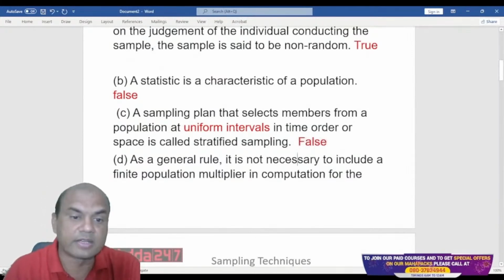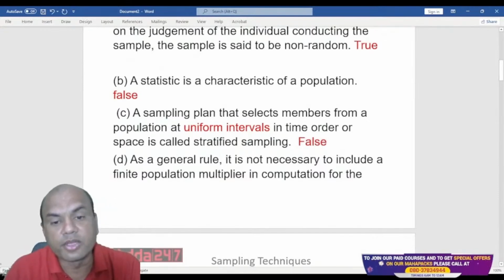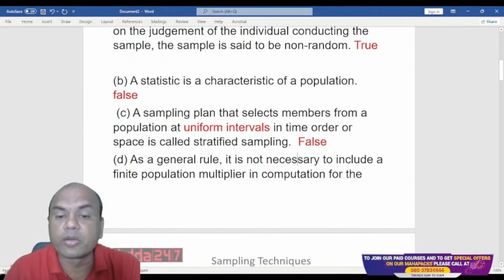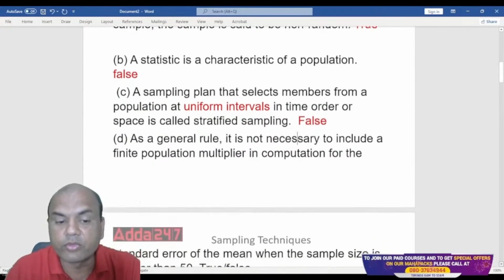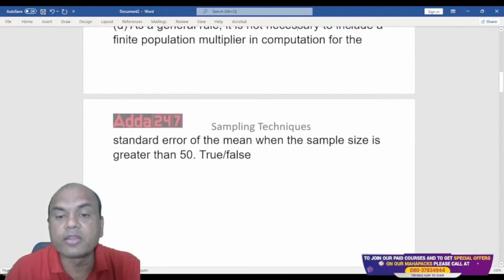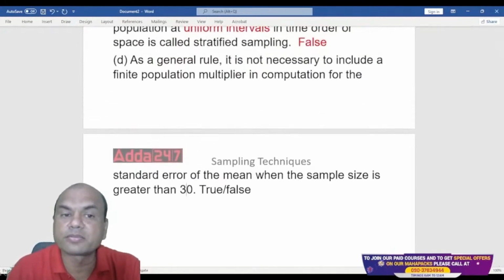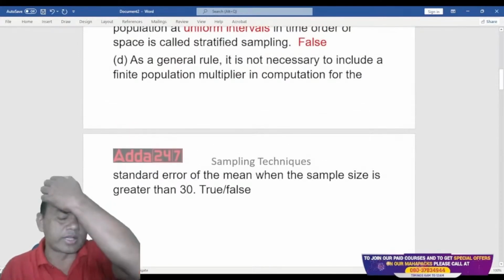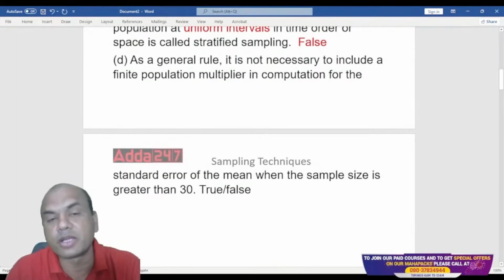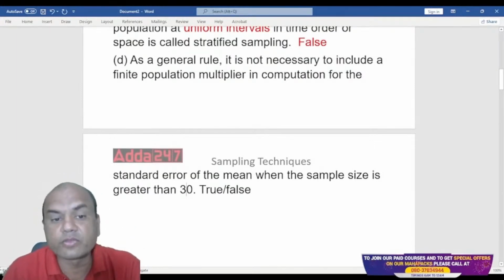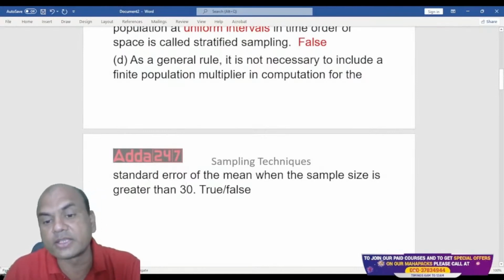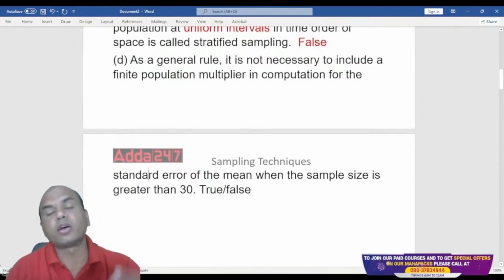Next one. As a general rule, it is not necessary to include a finite population multiplier in computation for a standard error of the mean when the sample size is greater than 50. Let me change this. Let me make it when the sample size is greater than 30. As a general rule, it is not necessary to include a finite population multiplier in computation for a standard error of a mean when the sample size is greater than 30. Now tell me the answer.